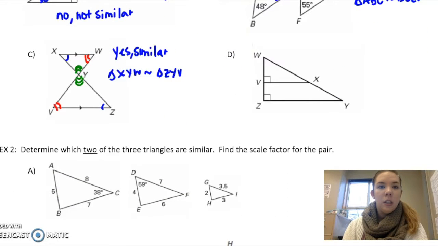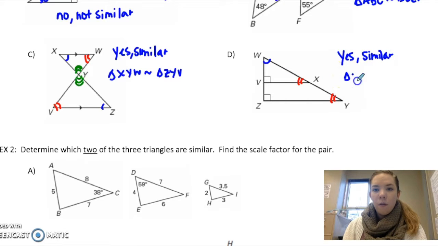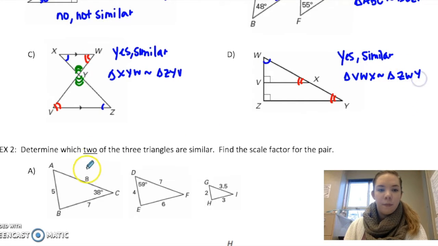For this last one, D, we know that angle W has to be the exact same in both triangles because they are contained inside of each other. And then that means that your last angle has to be the same also. So we can say yes, they are similar. So triangle VWX is similar to triangle ZWY. And order does matter for the second one. You have to match it up to the first one.